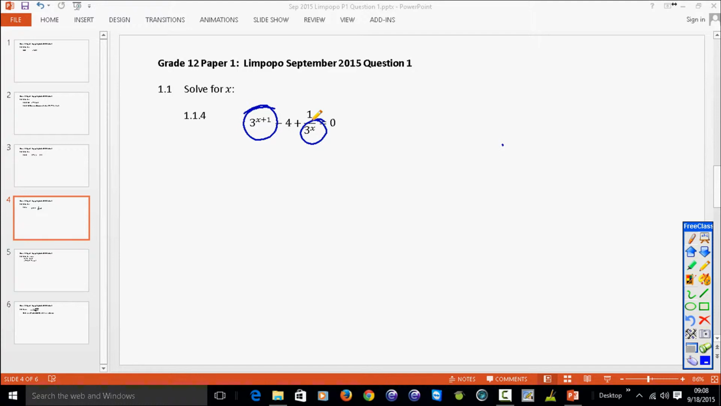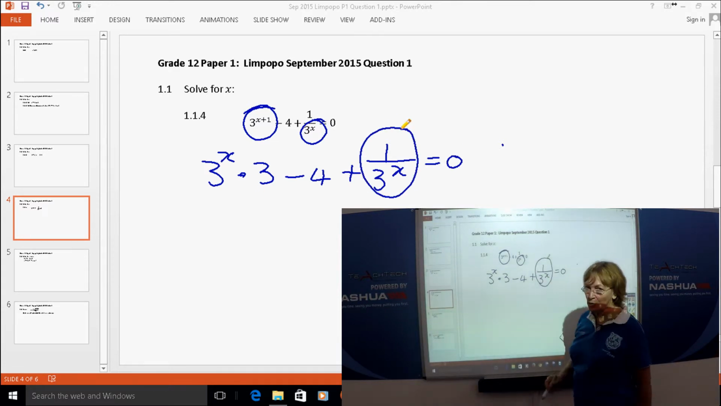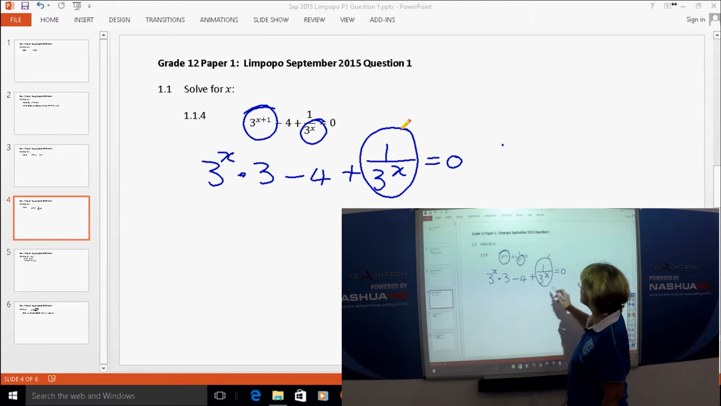Now for us to be able to solve this, the one rule about exponents that we have to remember is that if we have a compound exponent, we give each exponent its own base. So it becomes 3 to the power x times 3 minus 4 plus 1 over 3 to the power x is equal to 0. And if we have a fraction in an equation, we multiply both sides by the lowest common denominator, which in this case is 3 to the power x.